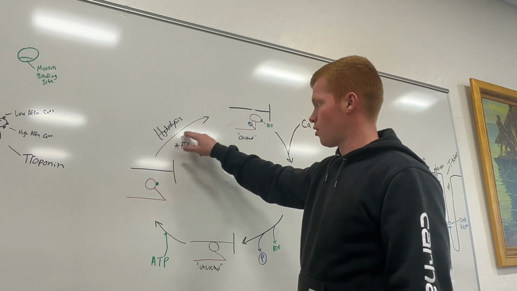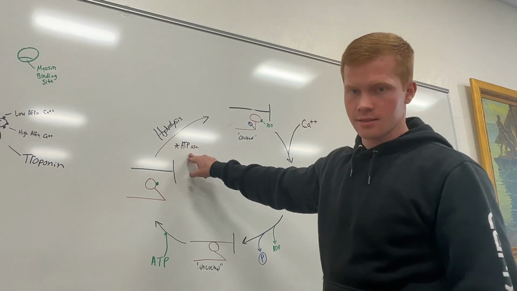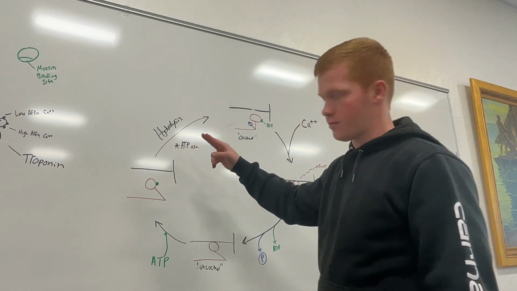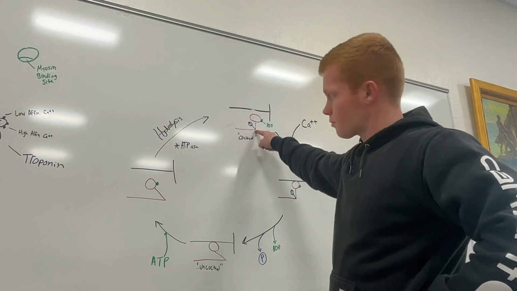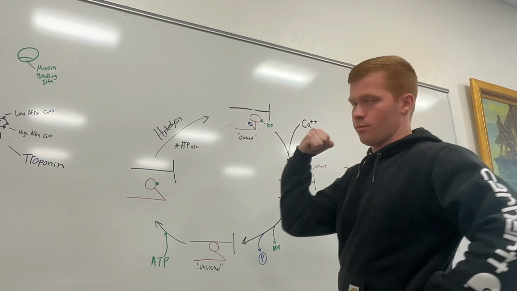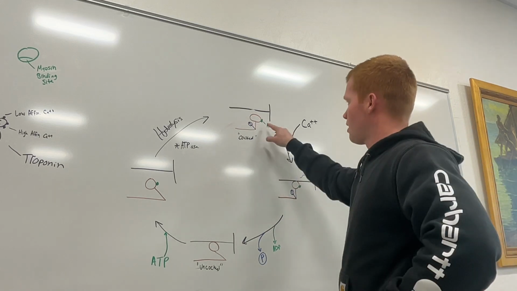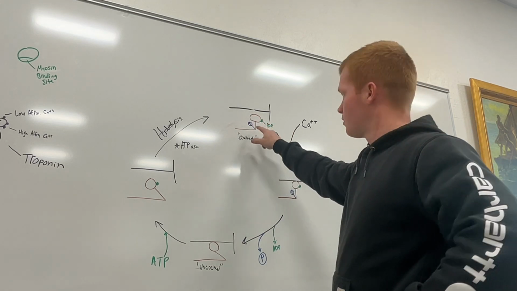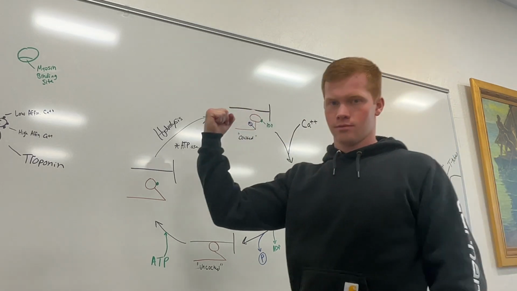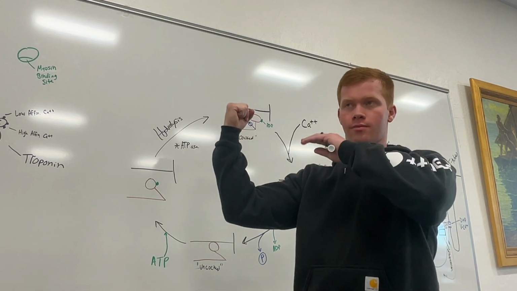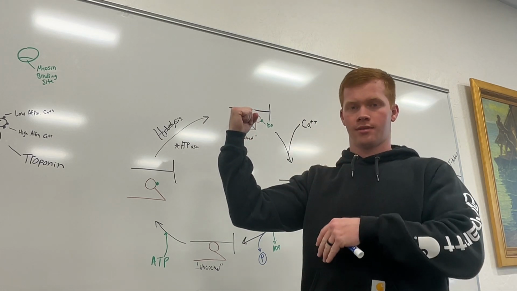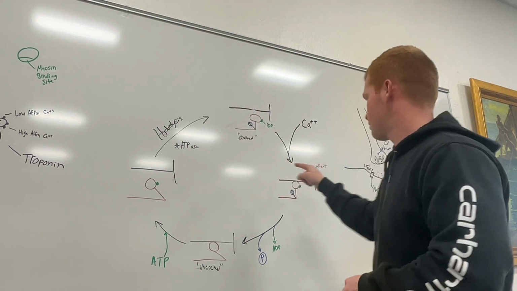And it's going to go through hydrolysis, where ATPase is going to snip off one of the phosphates. And the phosphate's going to go, like where we started, right here, and it's going to put it into its cocked position. And it's still going to have ADP. The phosphate's in cocked position. And now it's ready again to have a calcium come in, free up that binding site with troponin, the myosin binding site, and attach again.